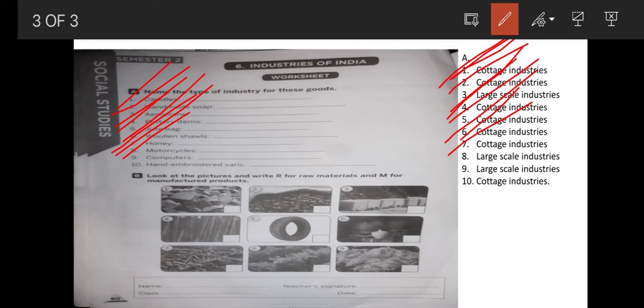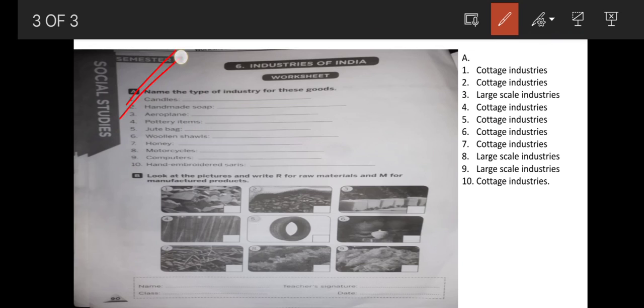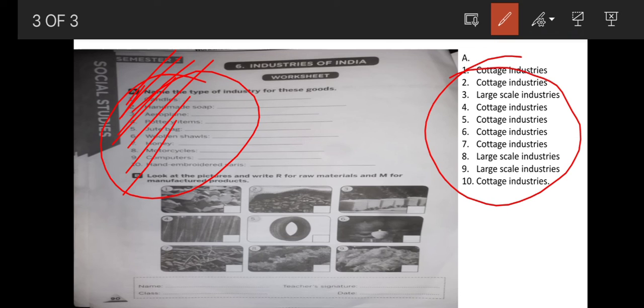8. Motorcycle. Motorcycle are manufactured in large scale industries as they need large machines to manufacture. 9. Computers. Computers are also manufactured in large scale industries. And hand embroidered sarees. Hand embroidered sarees are manufactured in cottage industries. So dear children, these are the goods, manufactured things, and these things are manufactured in different types of industries. So these are the answers.